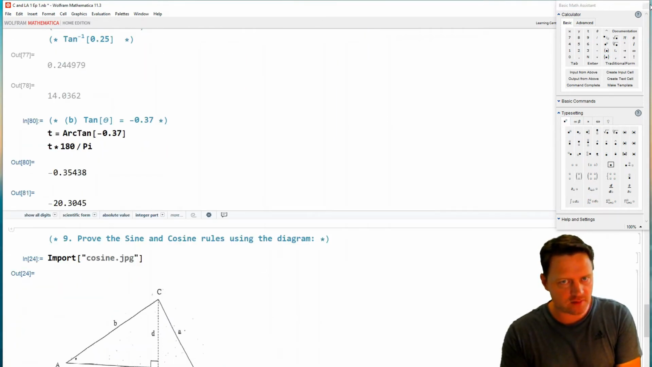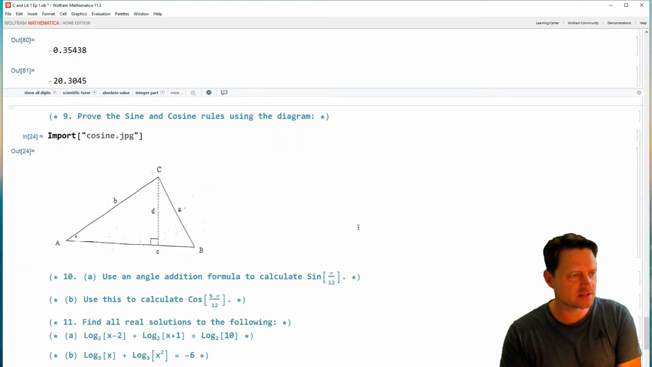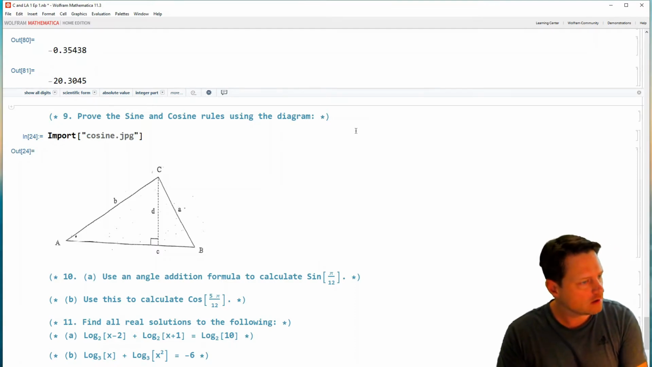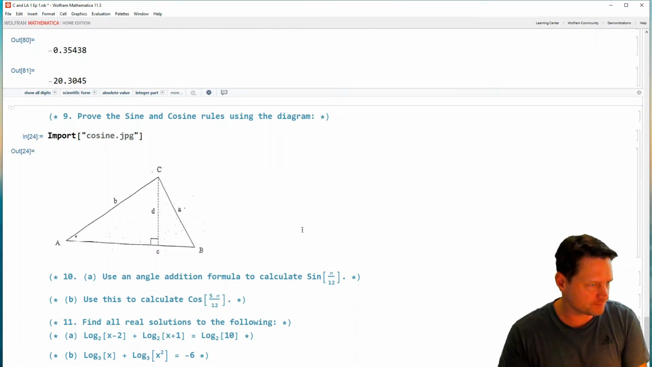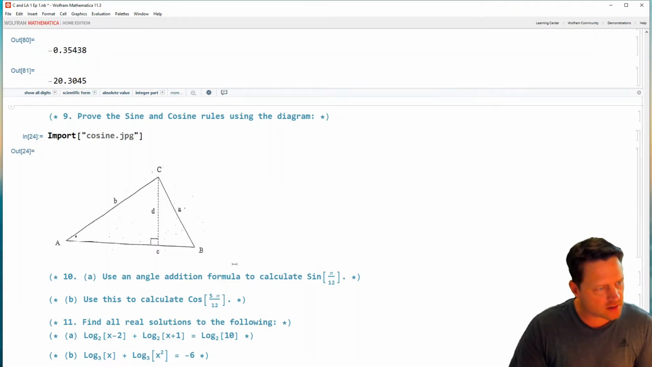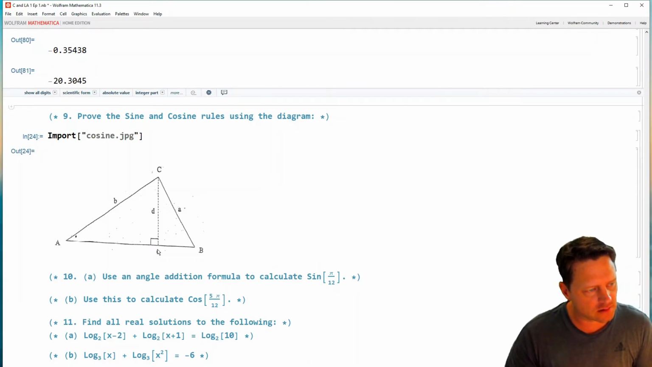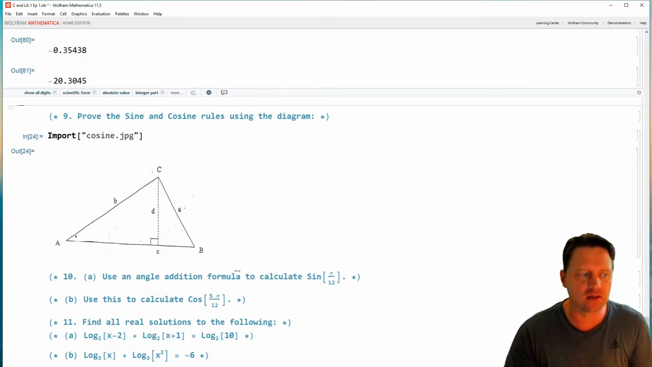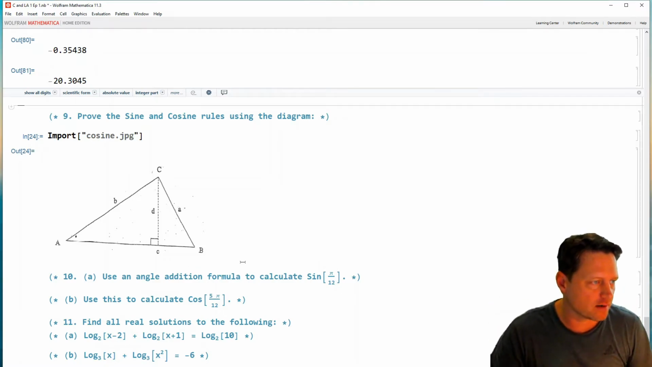Okay, next we have a proof to do. Prove the sine and cosine rules using the diagram below. Alright, so the diagram's not the best in that the little lowercase c is right under the dotted line, so probably should have been shifted over to the left, but it's the distance between point A and point B, right? So the length of that base there.